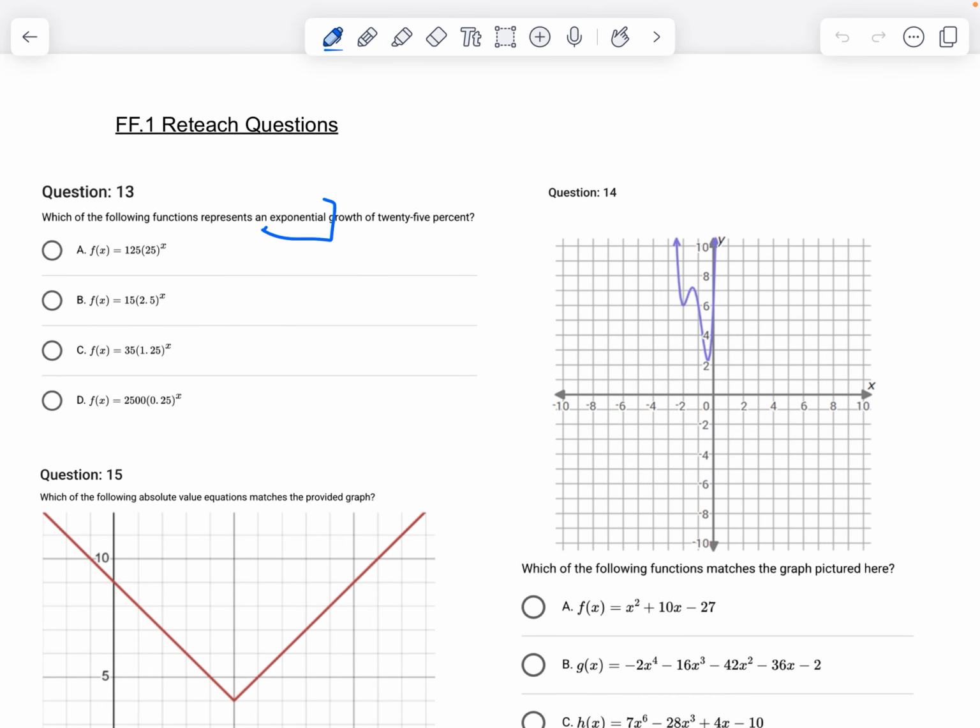Hey guys, this is the FF.1 Reteach, so make sure you have the paper that looks just like these questions, and then follow along, listen along, and then you can take the retest, okay? So let's just go to 13.